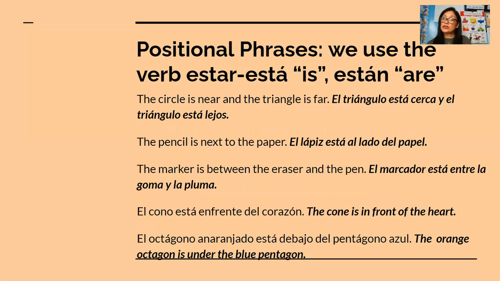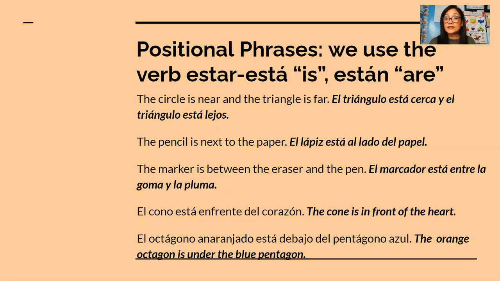Positional phrases. When we talk about the location of something, where it is or where they are, we don't use es or son. We use another verb called estar. We either say está, which means is, or están, which means are. Remember, we have two ways to say is and are in Spanish. When we talk about description of color or size, we say es or son. When we talk about the location of an object, está or están, if it's more than one. Vamos a mirar, let's look at the sentences.